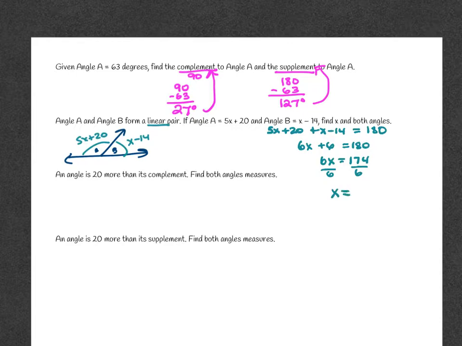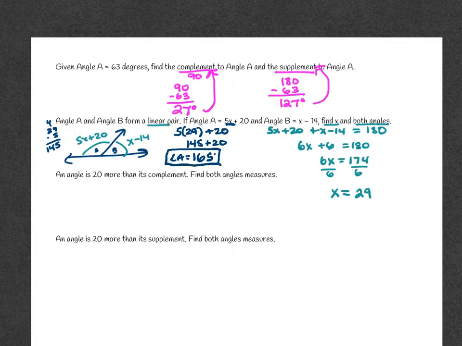And x equals 29. So this says, pay attention because it says find x and both angles. So once you get that 29, you've got to take them and plug them back in. So I'm going to plug them back into the x here. 5 times 29 plus 20. So 29 times 5, 145, plus 20 is 165. That's angle A.